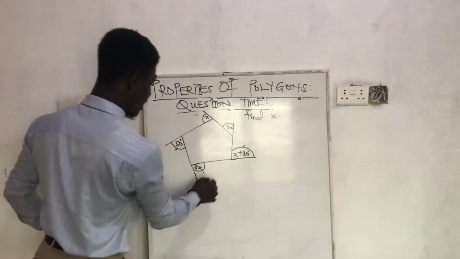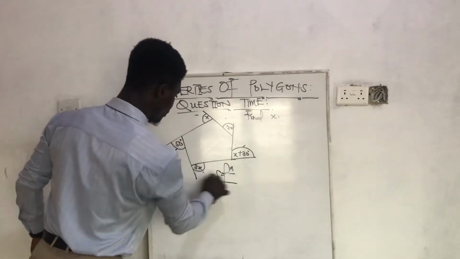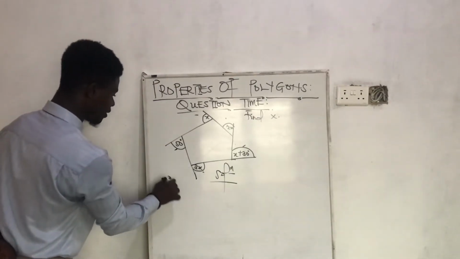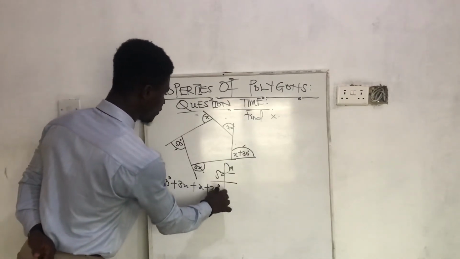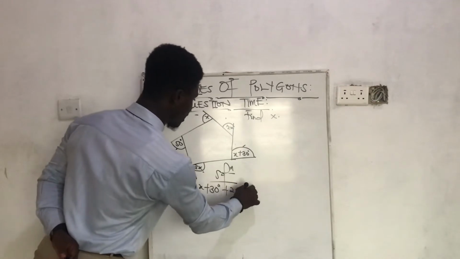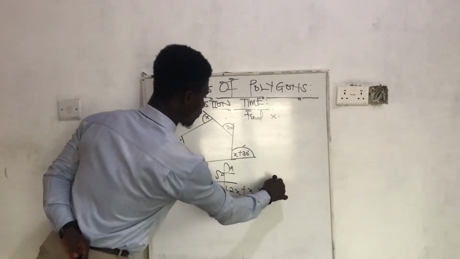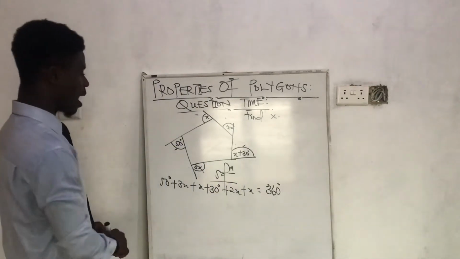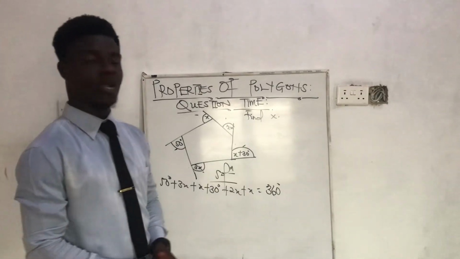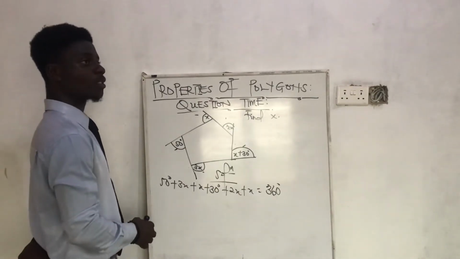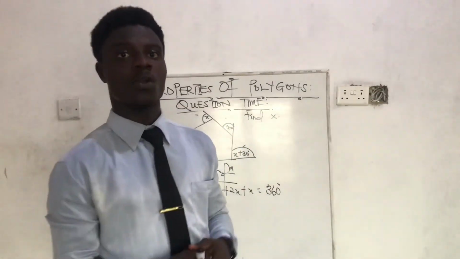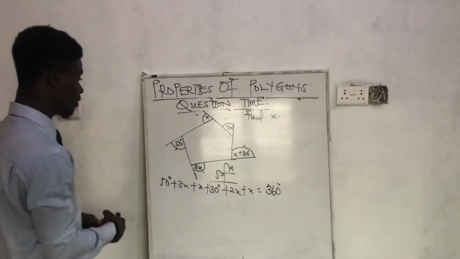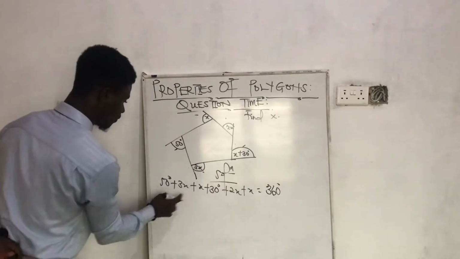So it means that 50 degrees plus 3x plus x plus 30 degrees plus 2x plus x must be equal to what? 360 degrees. Why? The sum of exterior angles of a polygon is 360 degrees. So we will group like terms.